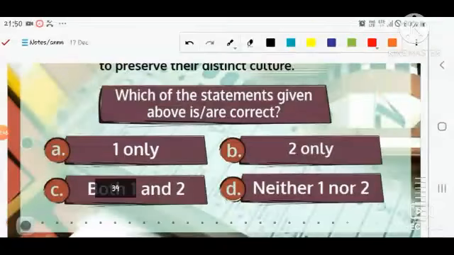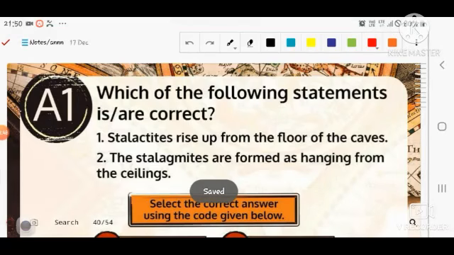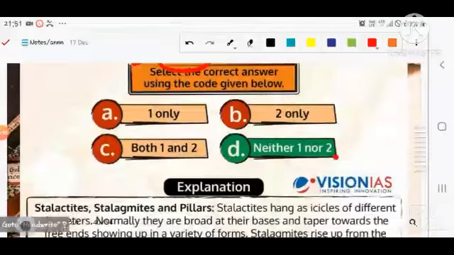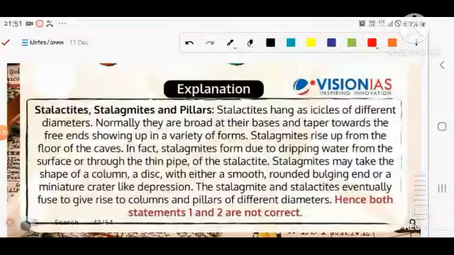A very straightforward, very easy question. Which of the following are correct? Nothing is correct, because they are the opposite. Stalagmite is from the ground and stalactite from the ceiling. So I think D is the correct option here: neither one nor two. Let's see the explanation from Vision.